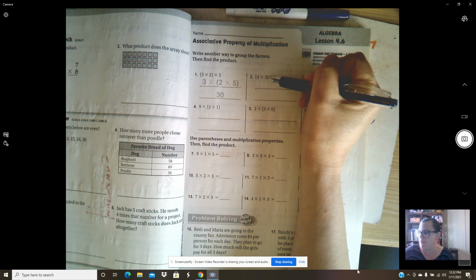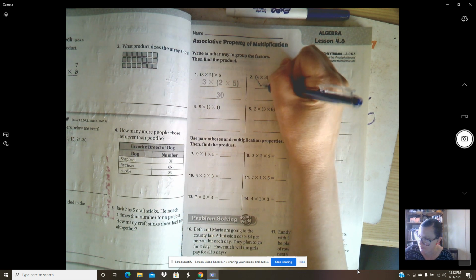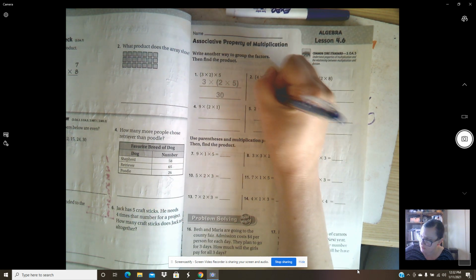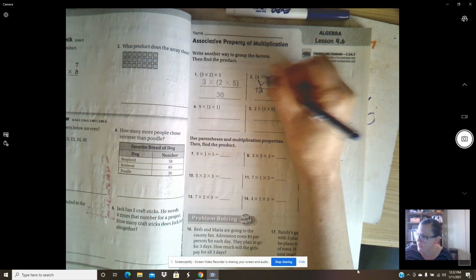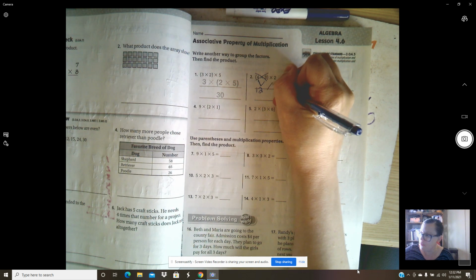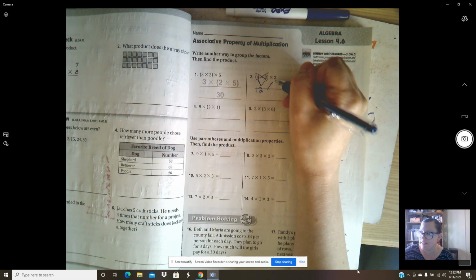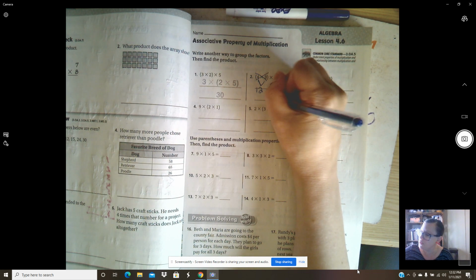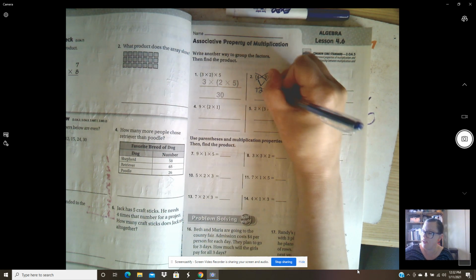So this one, they put parentheses around 4 times 3. So that's what you would do first. 12, and then you're done with 4 times 3. So what's next? Times 2. So you're going to do 12 times 2. You're going to multiply your answer by the last number. 12 times 2 is 24. So you write it down here.